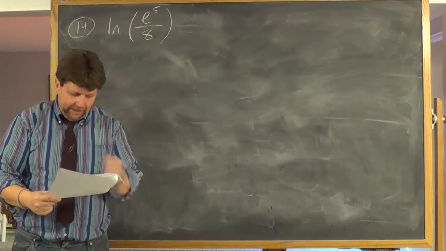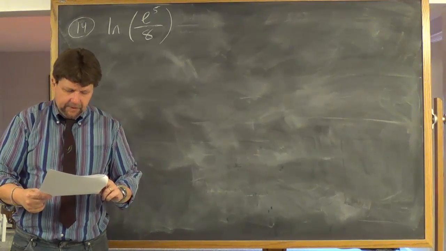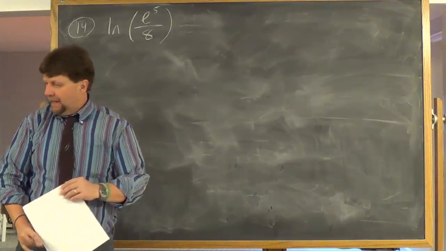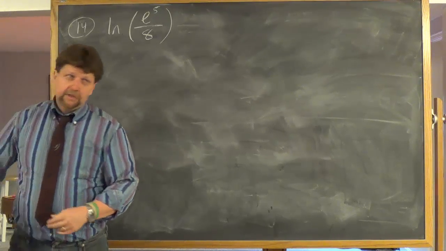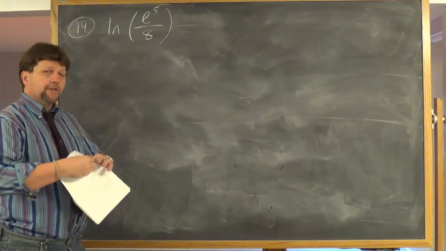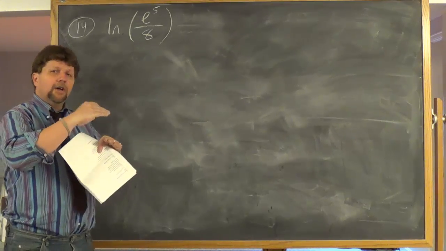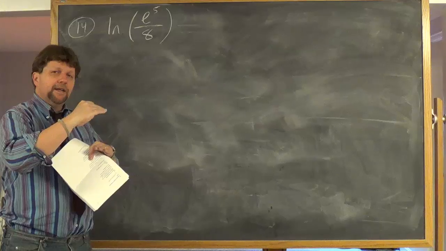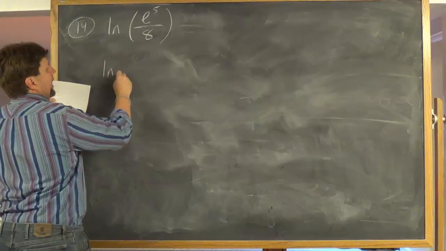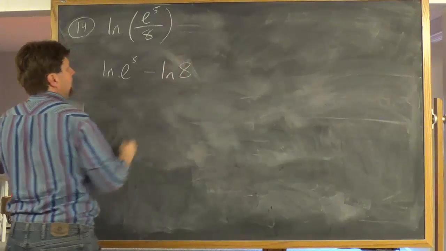Hey folks, here in number 14, I asked you to use the properties of logarithms. It says use the properties of logarithms to expand the logarithmic expression as much as possible. So here's your logarithmic expression, natural log of e to the 5th over 8. And I think the first property we would use is the property that says when you have the log of a quotient, you can rewrite it as a subtraction statement. So I'm going to rewrite this as the natural log of e to the 5th minus the natural log of 8.